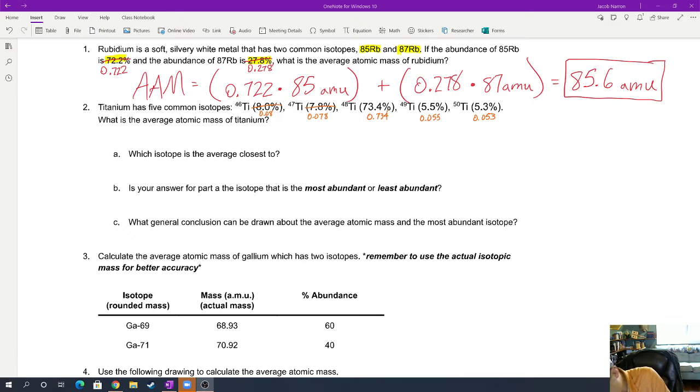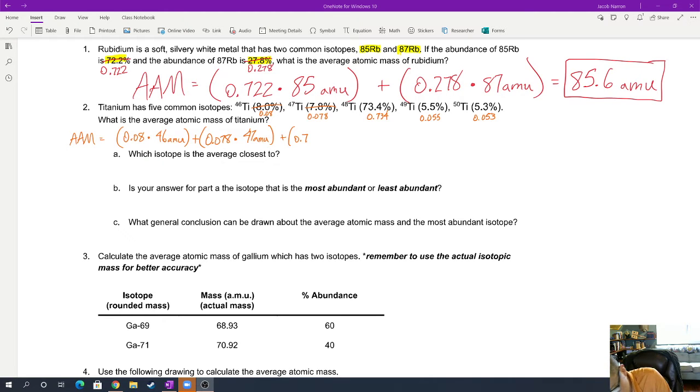So let's go ahead and make this equation. So I have average atomic mass is equal to, so my first one is going to be for 46, 0.08 times 46 AMU, plus my next one is for 47, 0.078 times 47 AMU, plus 0.734 times 48 AMU, plus 0.055.